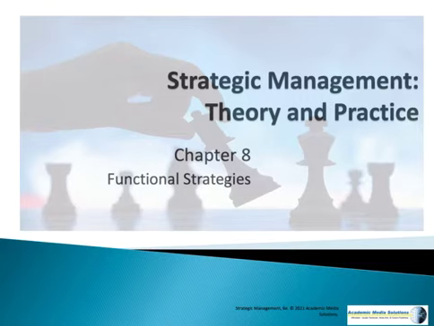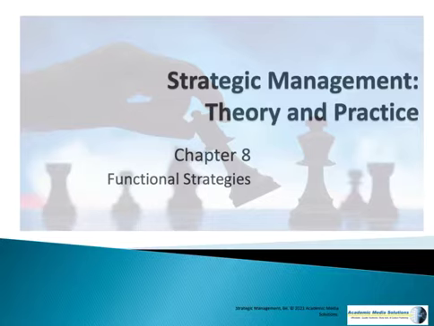For Chapter 8, Functional Strategies. In Chapter 6, we discussed the corporate or firm level strategy, which is the broad strategic direction for the entire firm or corporation. Here we look at options including growth, stability, and retrenchment.